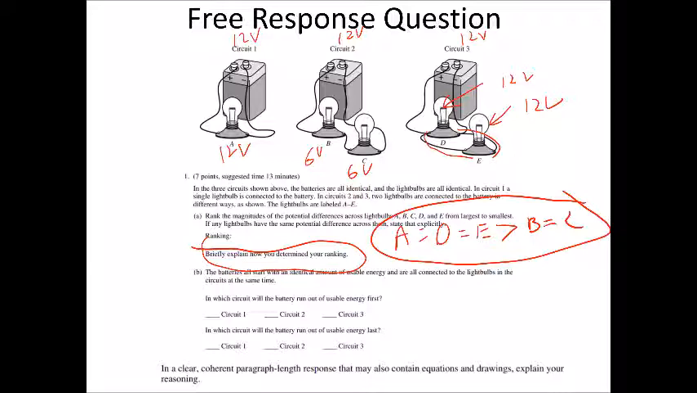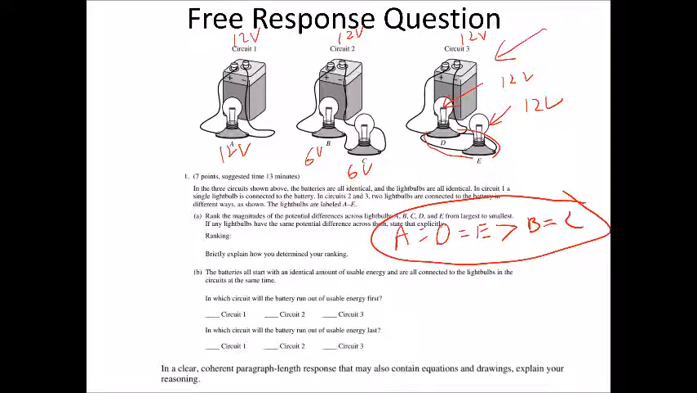Part B. The batteries all start with an identical amount of usable energy and are all connected to the light bulbs in circuits at the same time. In which circuit will the battery run out of usable energy first? All right, so the circuit that's going to run out of power first is going to be circuit 3.